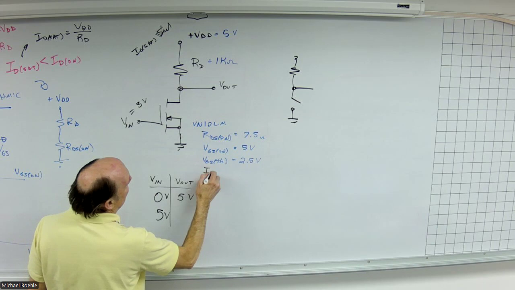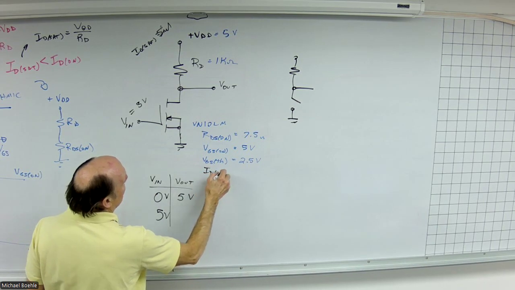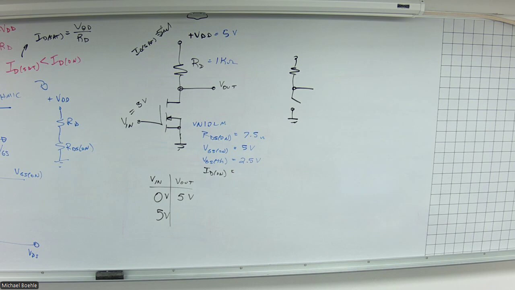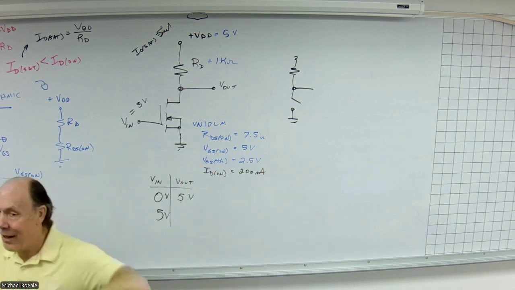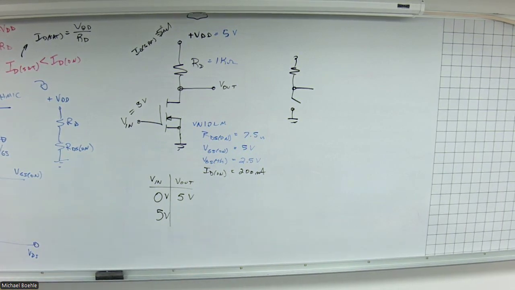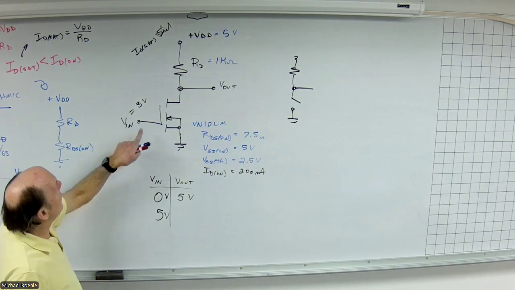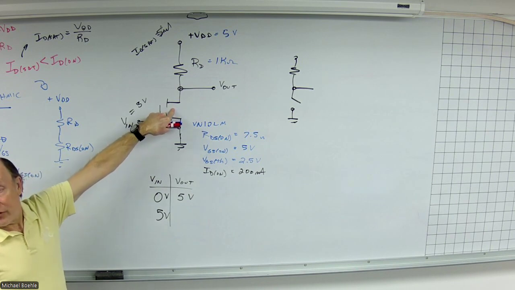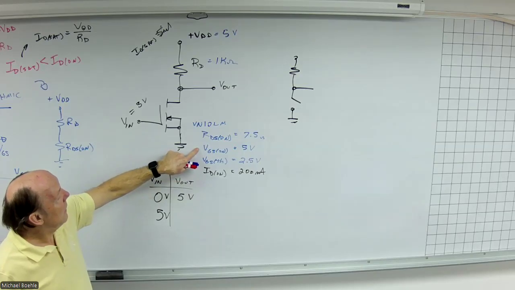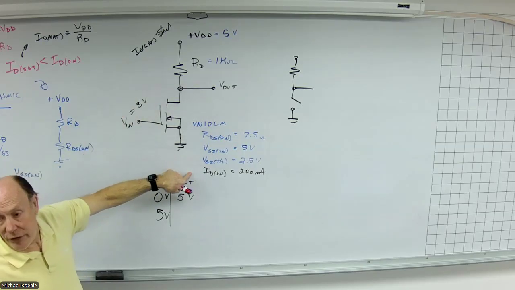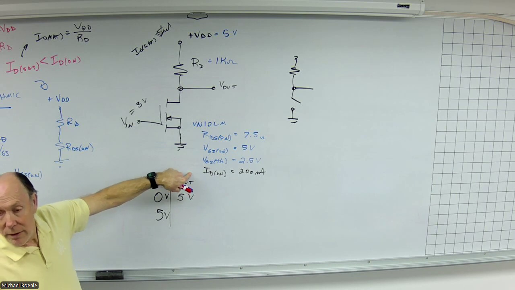I didn't include the ID on here. Let's see what that is, because I don't remember. ID on for this device is 200 milliamps. Way below that, no problem. Which means this transistor, when I have 5 volts applied to the gate, and my saturation current is way less than ID on, now we are in the ohmic region.